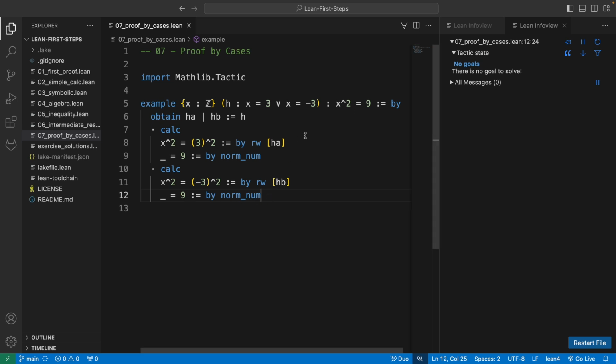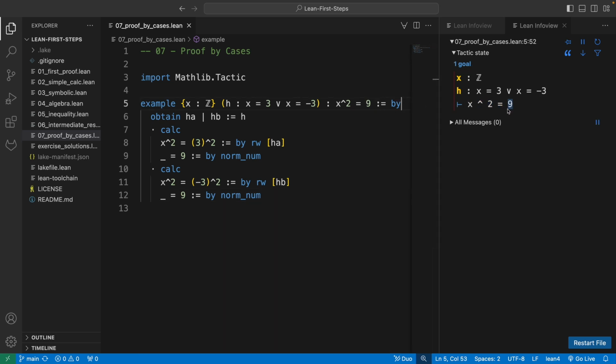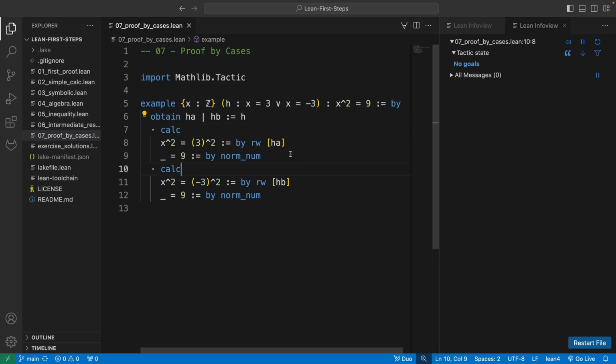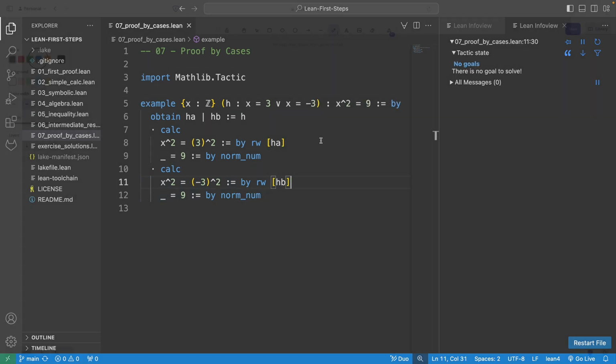So it's really helpful to use the Infoview to see what's going on now that we're beyond the very, very simplest proofs, and sometimes the proof goal changes. So overall the proof goal was x squared is 9 given that hypothesis, but now in the proof by cases we're working with interim temporary hypotheses. Let's draw a picture just to clarify that.